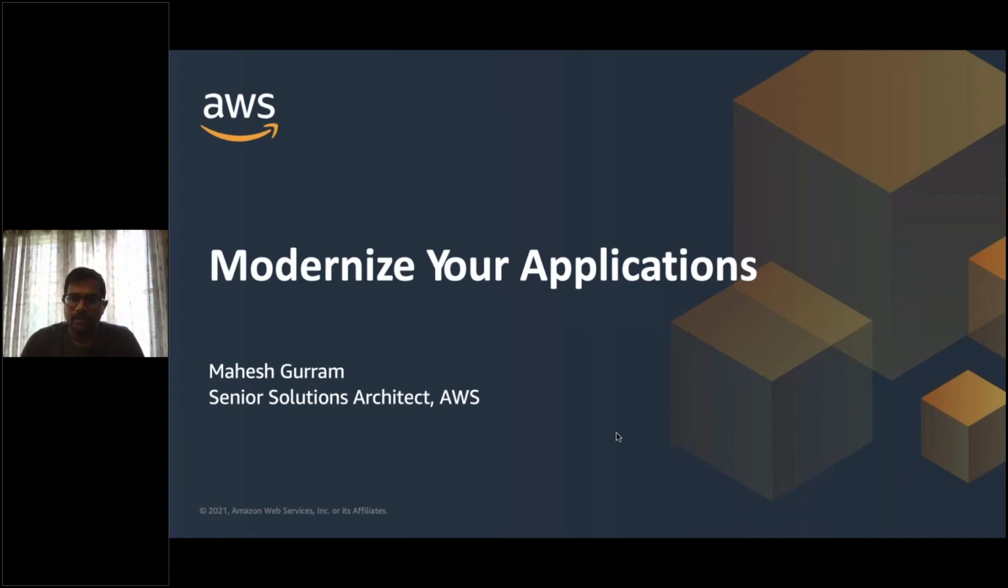For this session, we are going to primarily look at how you modernize your applications. Again, for my introduction, I have been with AWS for a couple of years. My name is Mahesh Gurram. I'm a senior solutions architect at AWS.